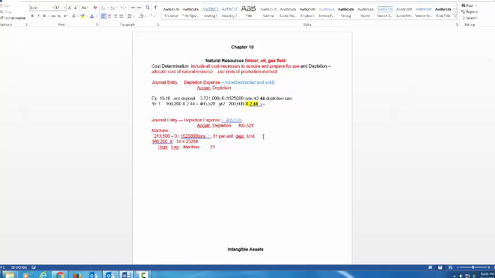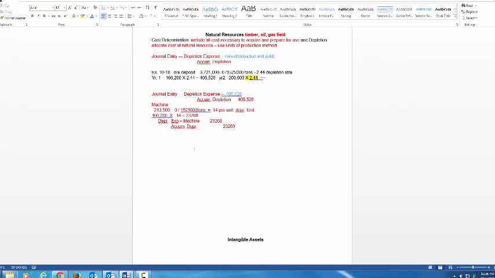of 23,268, and we would credit accumulated depreciation on that machine of 23,268. So that's what we would do there. So we use the units of production method on our natural resources, and then also use the units of production method on the particular assets we are using to mine and operate these natural resources.